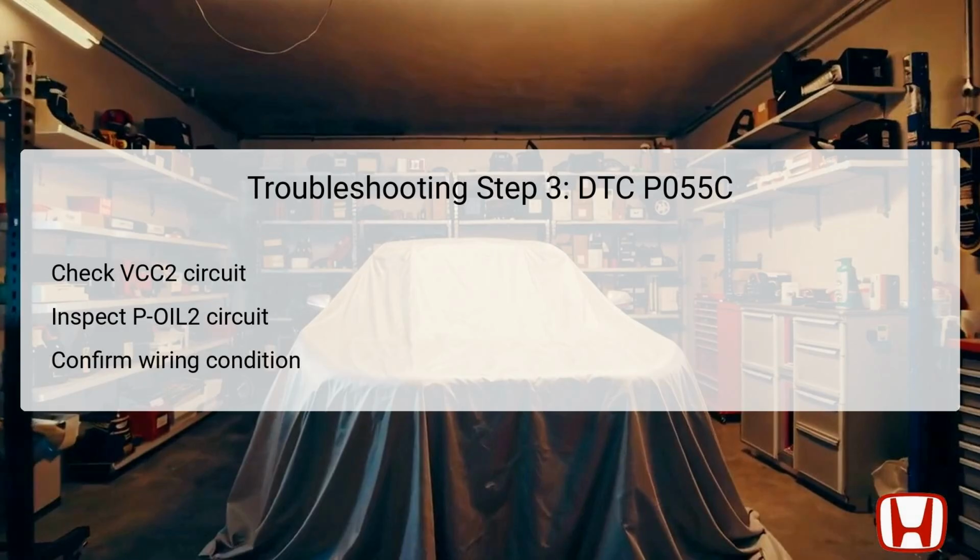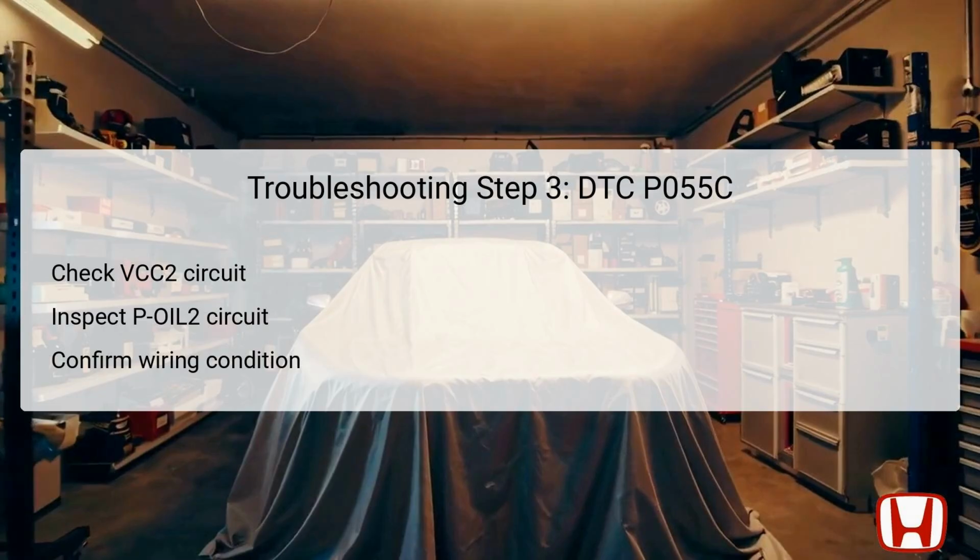The third troubleshooting step for DTC P055C includes inspecting the circuits related to the rocker arm oil pressure sensor, specifically the VCC2 and P-oil2 circuits. To begin this process, the technician should ensure that the rocker arm oil pressure sensor connector and the PCM connector B are both disconnected to prevent any false readings during the tests.